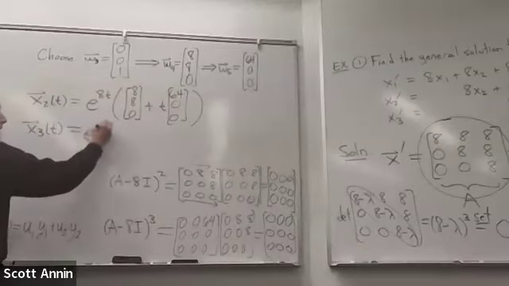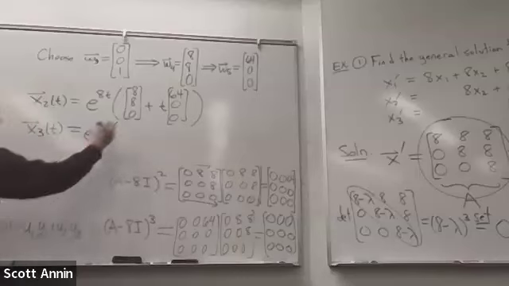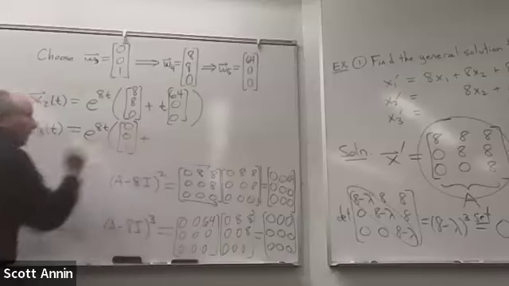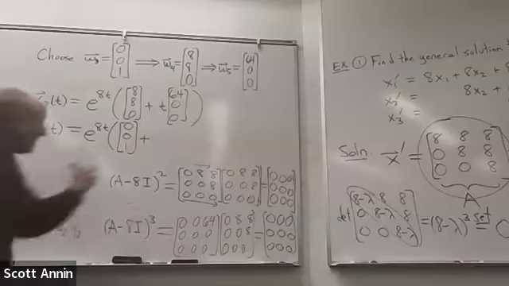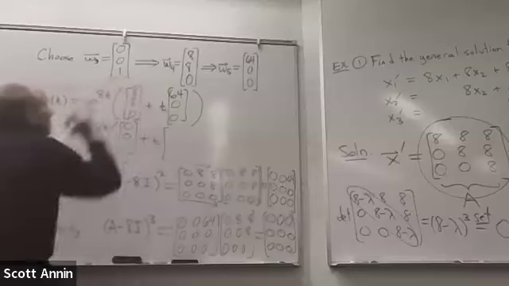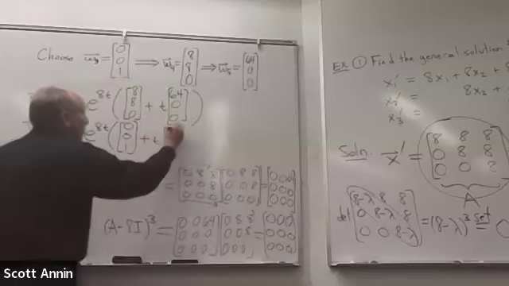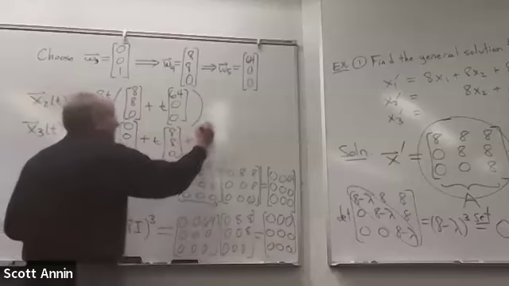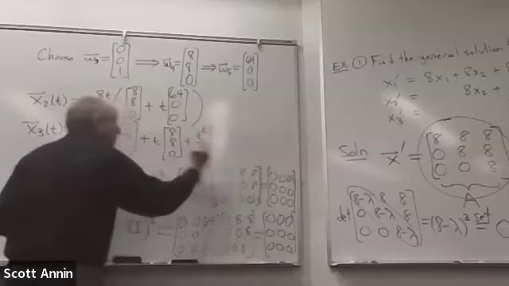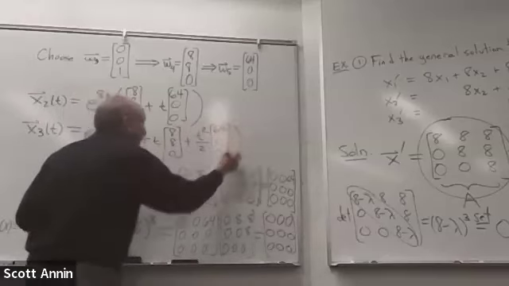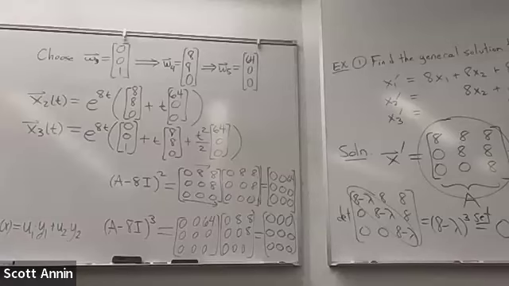This is e to the 8t. And this time we start with W3, which is 0, 0, and 1. And then we're going to go plus t times W4, which was 8, 8, and 0. And then plus t squared over 2 times 64, 0, and 0. And there is x3 of t.